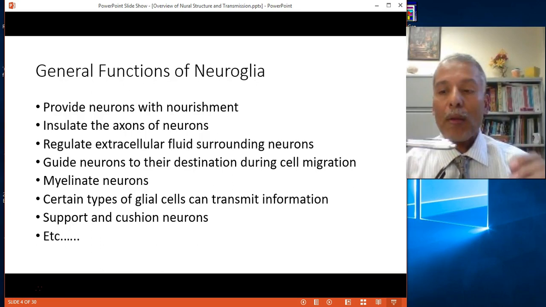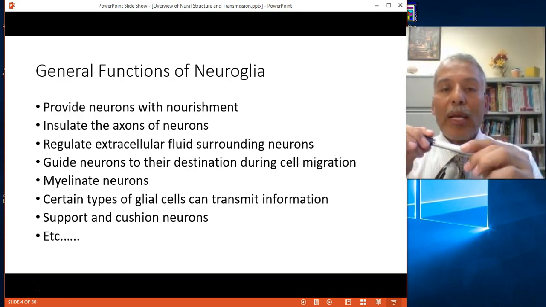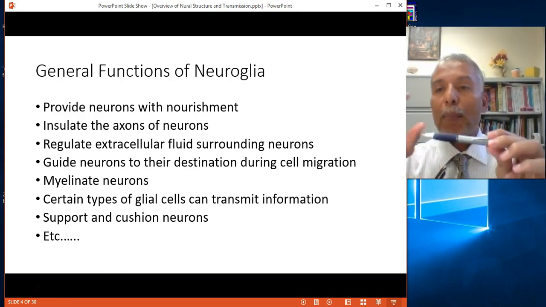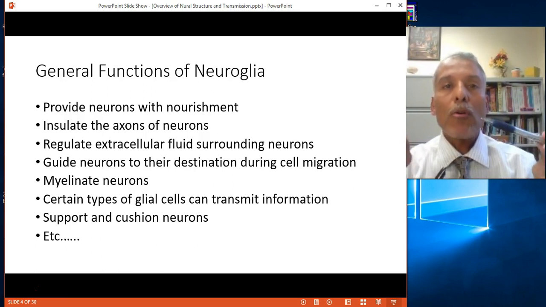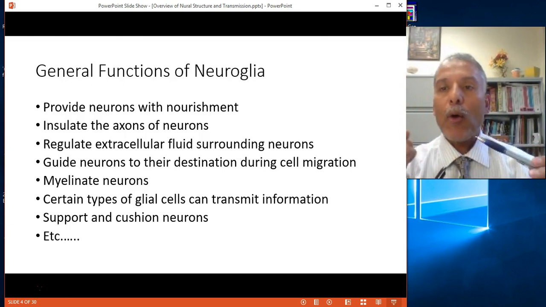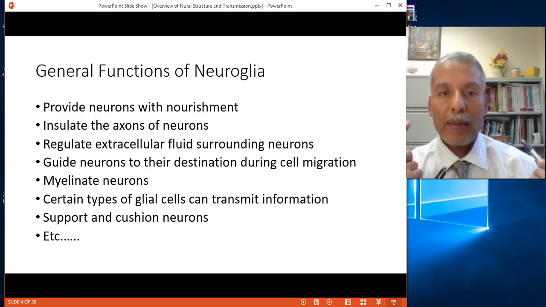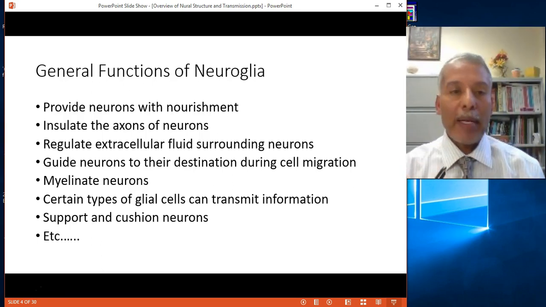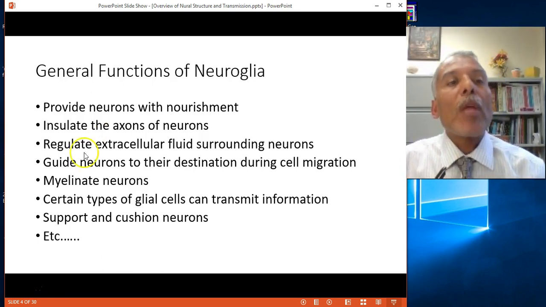It is critical. So myelin is made by neuroglia, by two kinds of glial cells. Now we know one of them. We know the oligodendrocyte. The second one, Schwann cell, we'll speak about it in a minute.